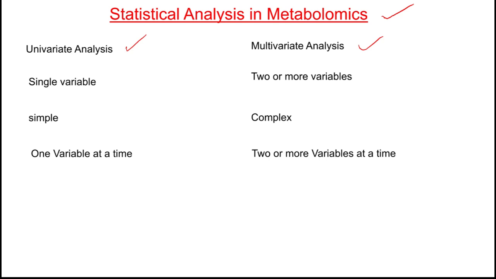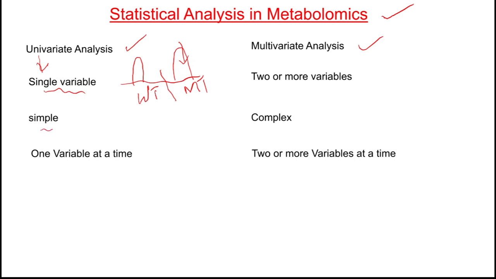As the name represents, uni means a single variable at a time, so we only need to compare one variable with one variable. For example, if you have only treatments like wild type and mutant type, you see we have only one and one variable. So if you need to compare only a single variable with another, a control or anything, then you will use univariate analysis.